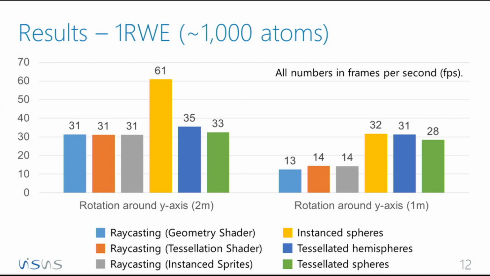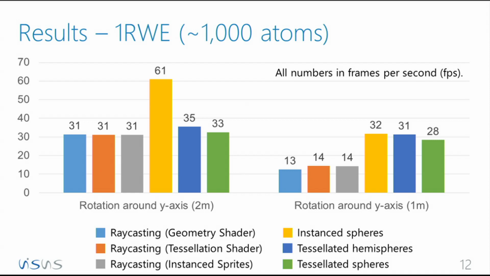For the rotation case, here are the numbers for the 2 meter and for the 1 meter case. And what's striking here is that only one method actually reaches the target of 60 frames per second. And this is the very, so to say, stupid sphere instancing. So no fancy shader tricks here, just regular triangle rendering, no adaptive tessellation. And this is actually the only case that reaches the Microsoft recommendation of 60 frames per second.